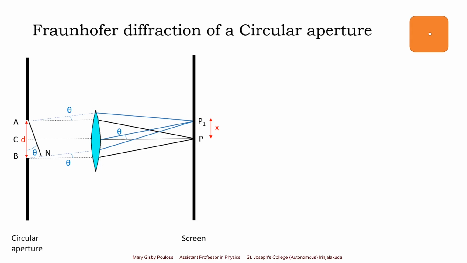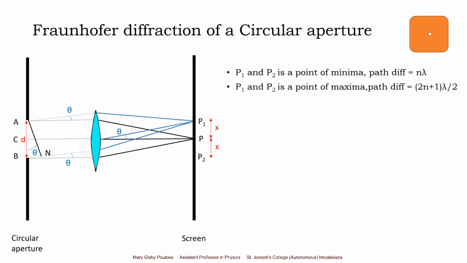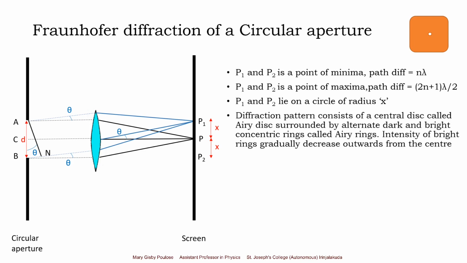Now, similar to P1, there will be an identical point P2 below P, placed again at a distance x from P. P1 and P2 are points of minima if the path difference is an integral multiple of lambda. And P1 and P2 become points of maxima if the path difference is an odd integral multiple of half wavelength. Thus, P1 and P2 will lie on a circle of radius x. Following these conditions for maxima and minima, we will obtain a diffraction pattern on the screen.